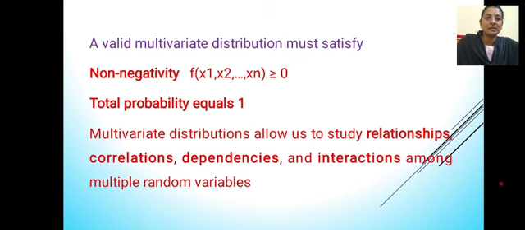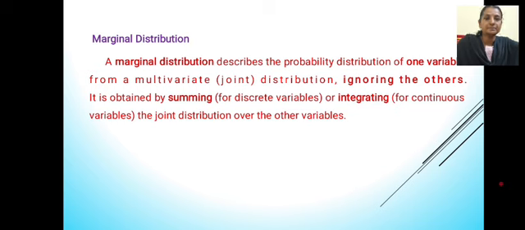A valid multivariate distribution must satisfy the conditions. The first one is non-negativity, then the total probability equals 1. Multivariate distribution allows us to study relationships, correlation, dependencies and interaction among multiple random variables.